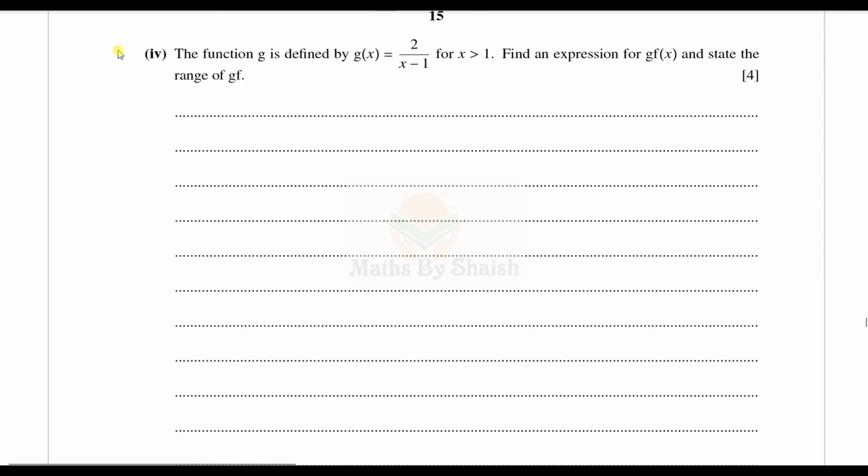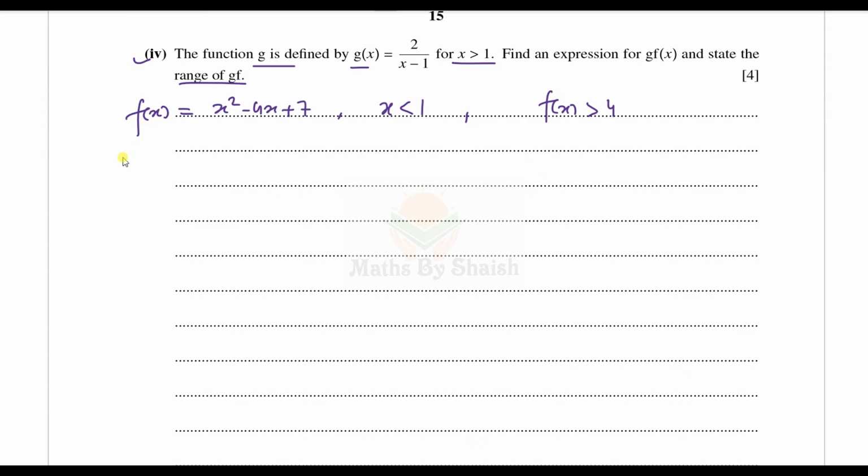So here's the fourth part. The function g is defined as g(x) equals 2 over (x minus 1) for x greater than 1. Find an expression for gf(x) and state the range of gf(x). So first of all, we'll write what we have. First, f(x) is given as x squared minus 4x plus 7. Its domain is x less than 1 and f(x) is greater than 4. These are the things we have now.